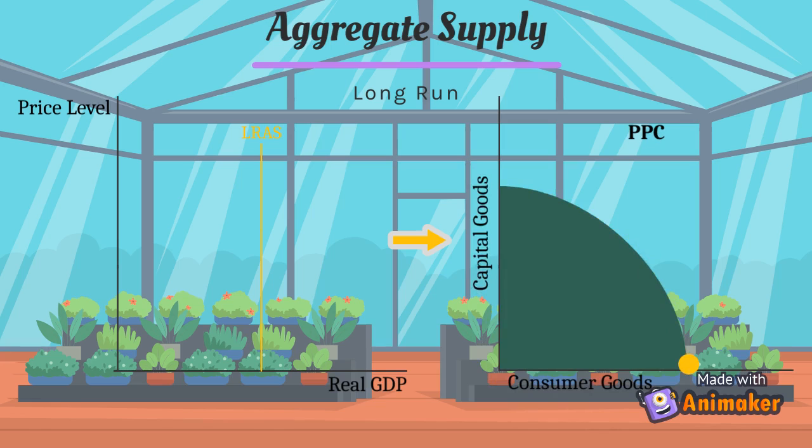While LRAS is not influenced by input prices or nominal wages, it can be influenced by the availability of an economy's factors of production. For instance, an increase in investment in the quantity and productivity of capital, or growth in the labor force, will shift LRAS to the right, representing an overall increase in the production capabilities of an economy.